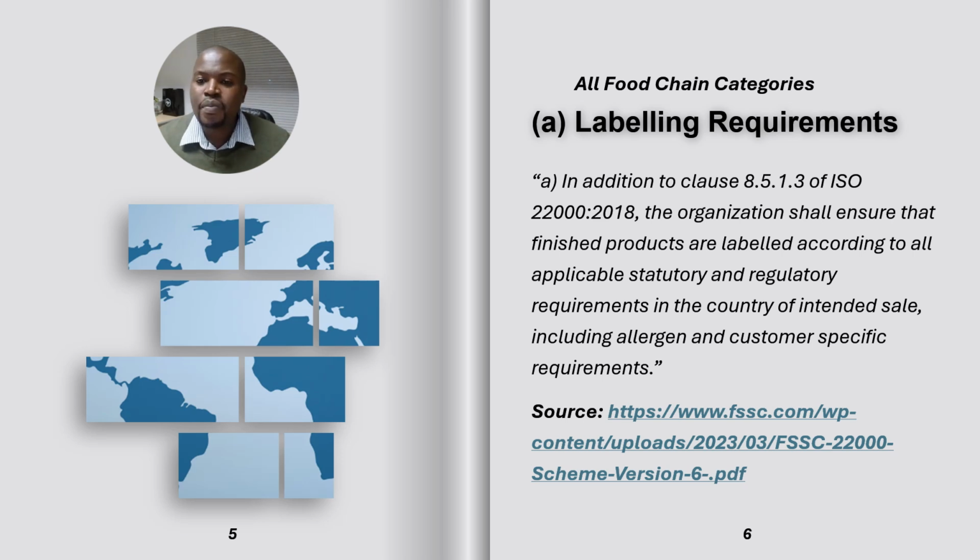So the organization must have a system in place to identify and stay updated, and all relevant labeling requirements for each market must be incorporated. The organization shall ensure that there is a system that ensures that labels are accurate, they're legible, and contain all required information, and also implement a verification process to check label compliance before the product is released.